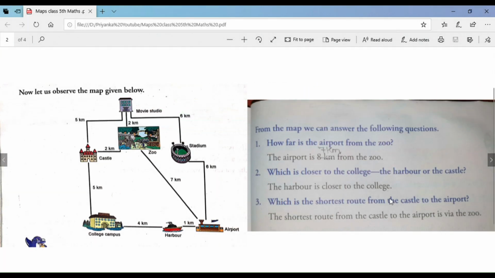Now, let us move on to the next map. It is also given on the same page, page number 222. These are the questions, and the answers are also given, which are mentioned on page number 223 of your maths book. So please pay attention to this map first. See what is written. Now let us observe the map given below. We have to look at this map.